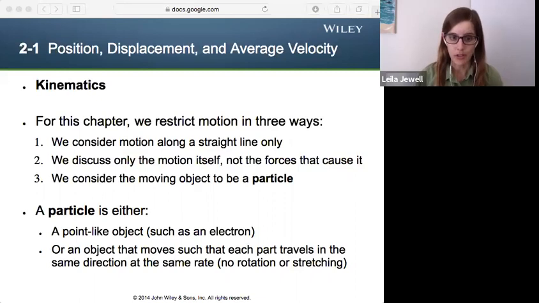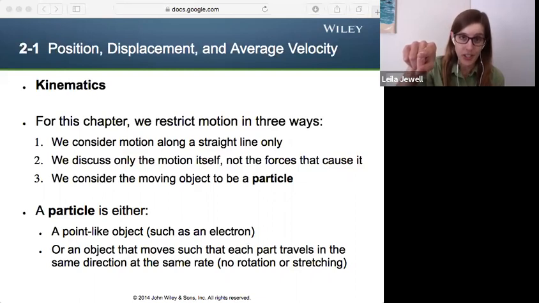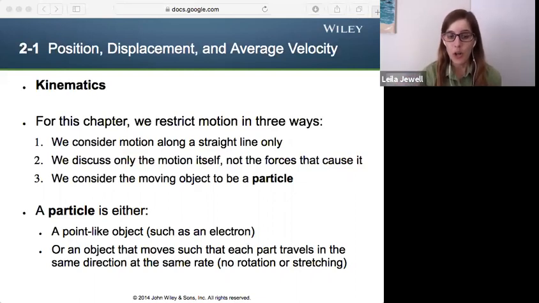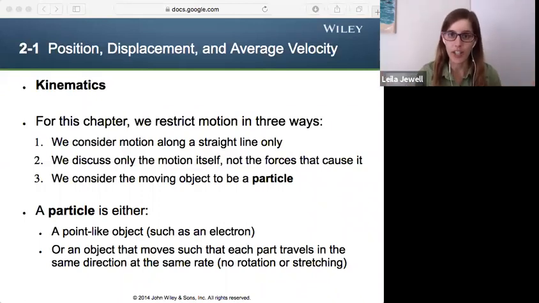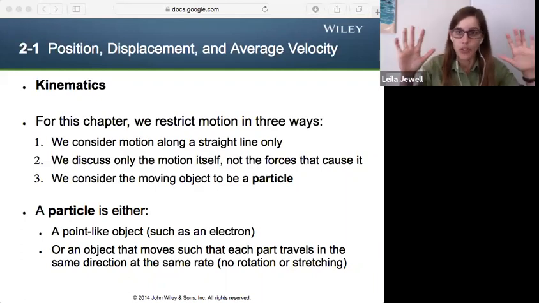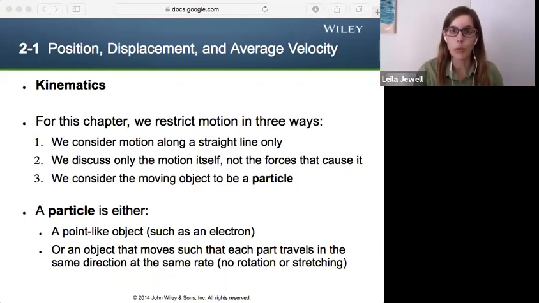So that's coming too. Finally, we're also going to consider the moving object to be a particle. A particle is either a point-like object, like an electron, something so tiny that it's just a little dot right there, like boop, there's our particle. Or an object that moves so that each part travels in the same direction at the same rate. So there's no rotation, which is something we'll get to in later chapters as well. But there's also no stretching or weird wiggling about. We don't have to worry about any of that. We can just treat everything as moving as a single point in space, which simplifies our calculations.